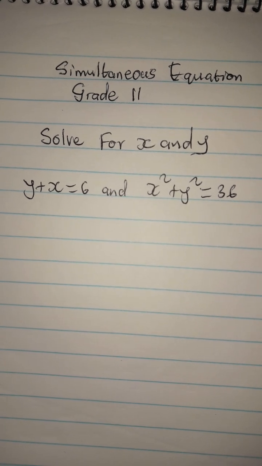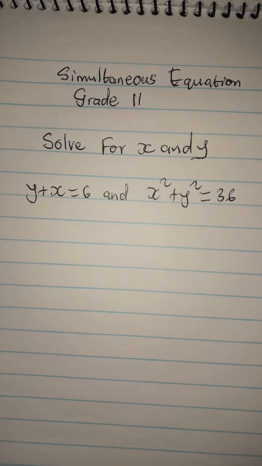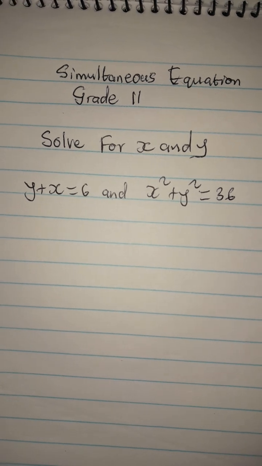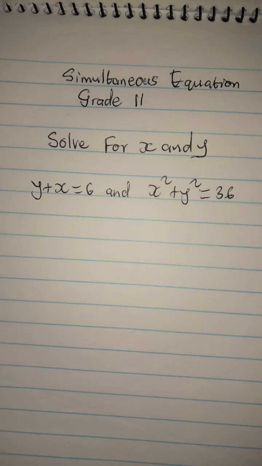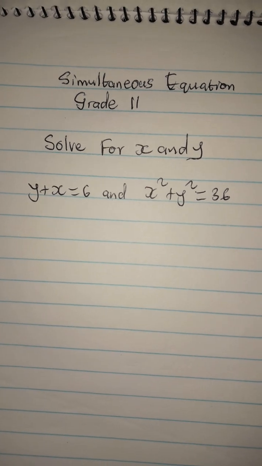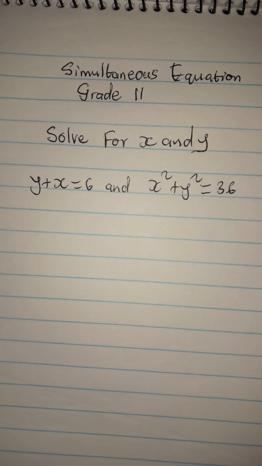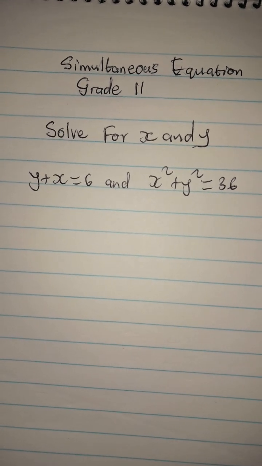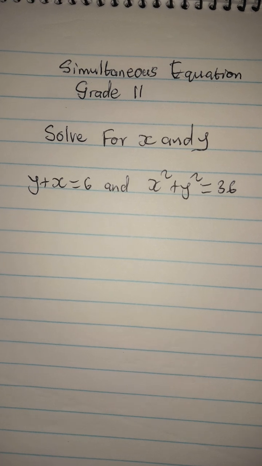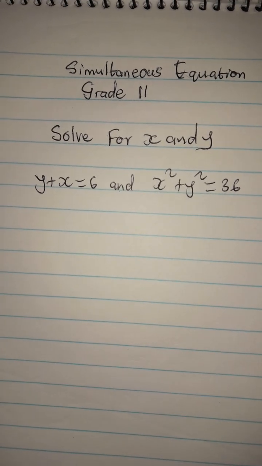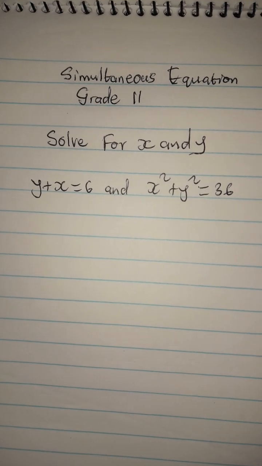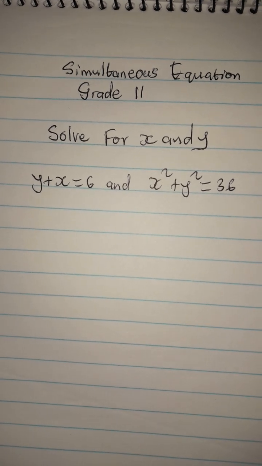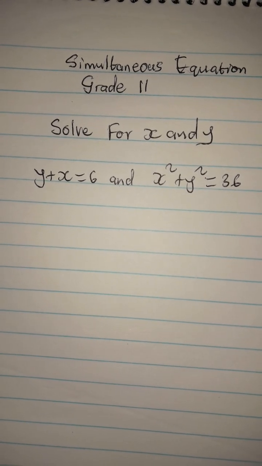When it comes to simultaneous equations, they come in different forms. Sometimes they can give you a linear and a quadratic equation, or sometimes a linear and an exponential equation, or an exponential equation and a linear equation. So it's essential to know these different forms of equations. It's very, very essential to know them.